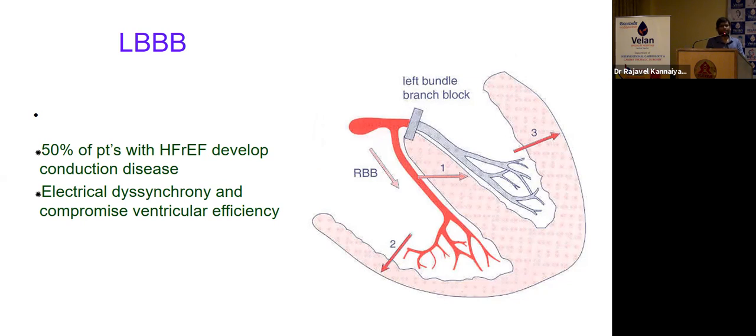In heart failure, 50% of patients will have some form of conduction disturbance. We have two conduction bundles, the left and right bundle. The left bundle supplies the septum as well as the LV, whereas the right bundle is mostly concentrated on the right ventricle. In 50% of heart failure patients, we see left bundle branch block. So what happens in left bundle branch block?